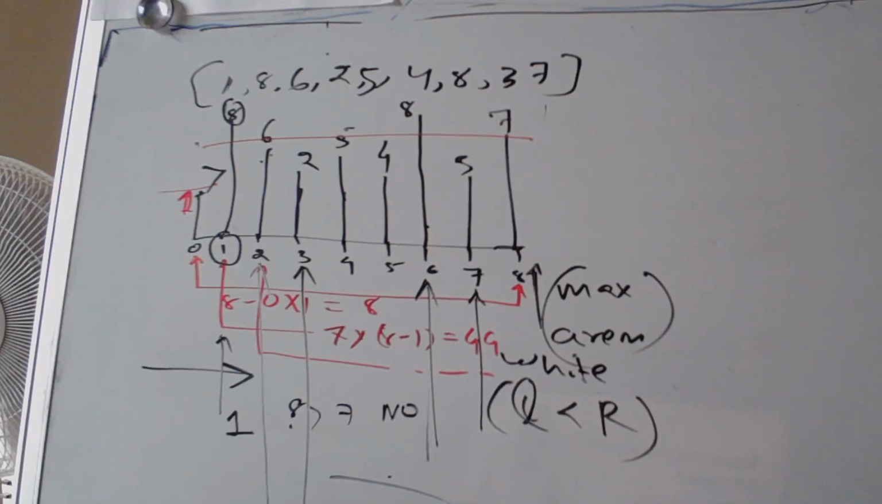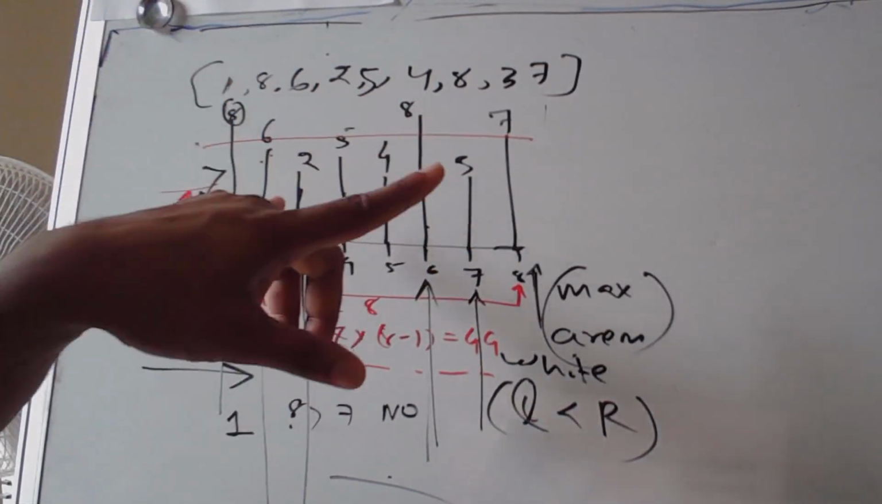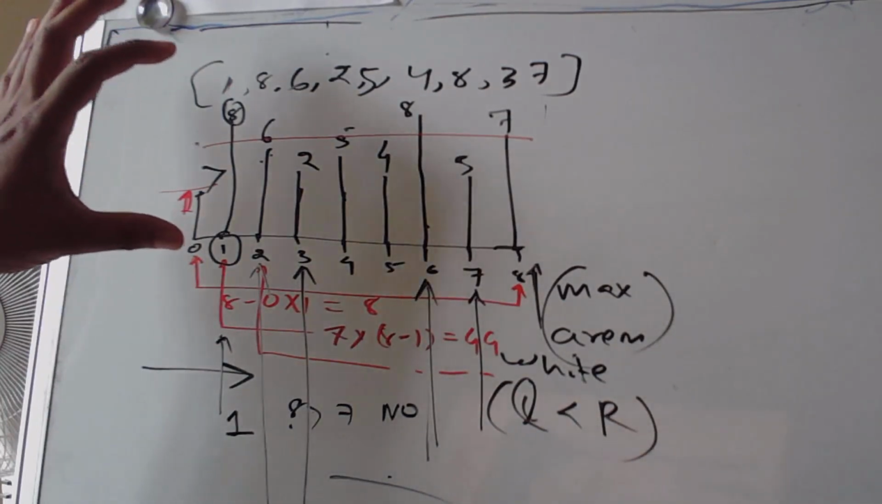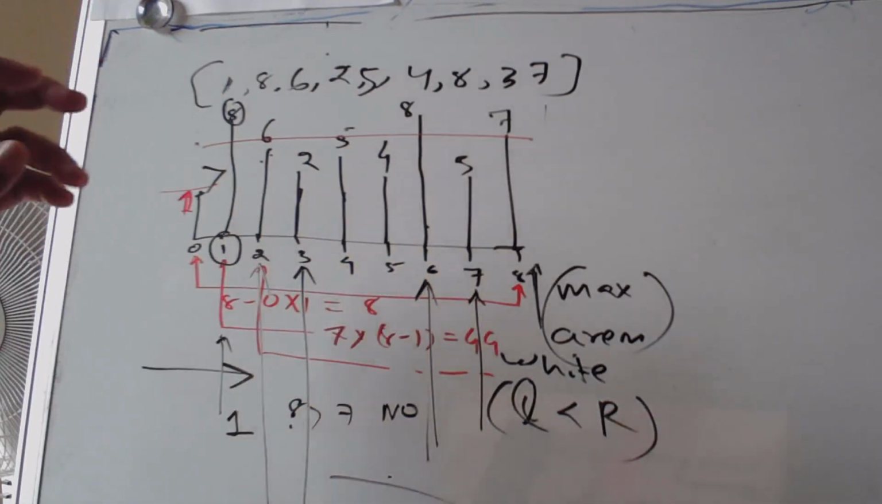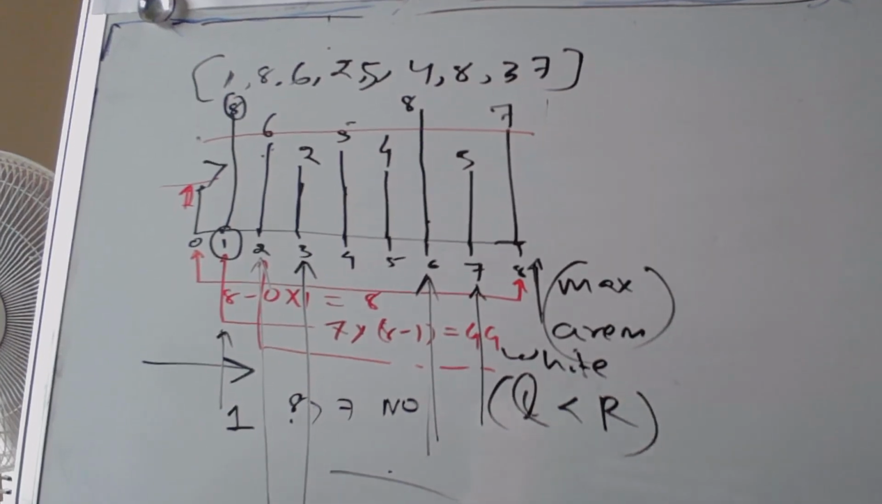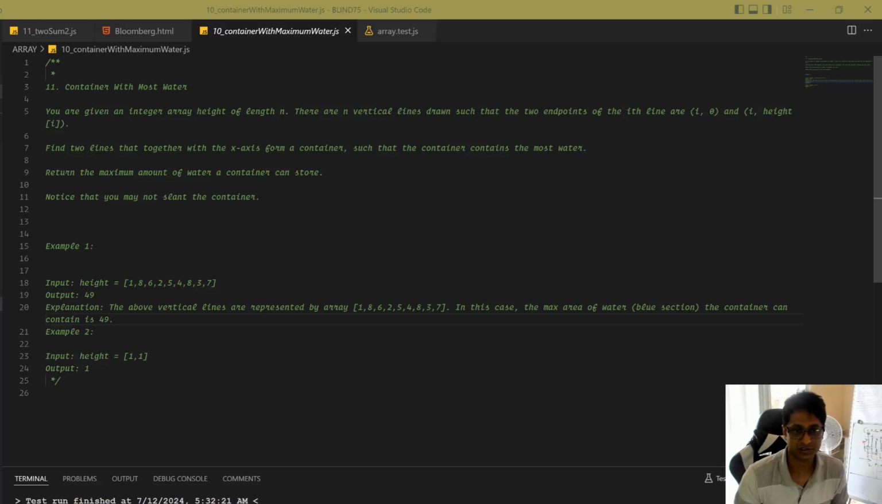Because we will be considering only two walls, our goal is to keep considering the highest wall, because that will increase our chance of containing more water. Every time we get a wall, we just have to move the pointers. So now let's implement this particular logic in our code.